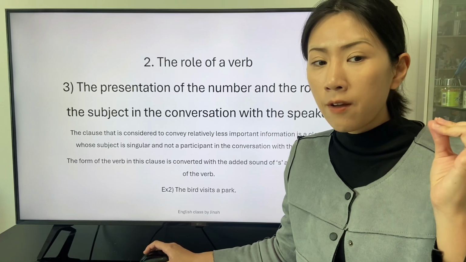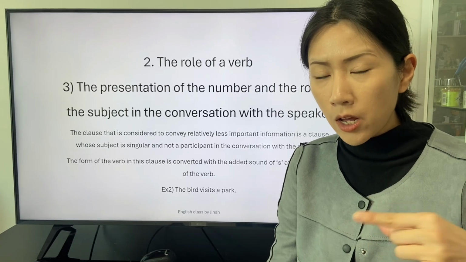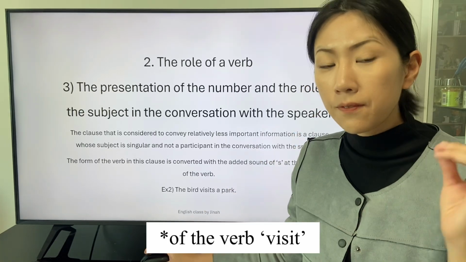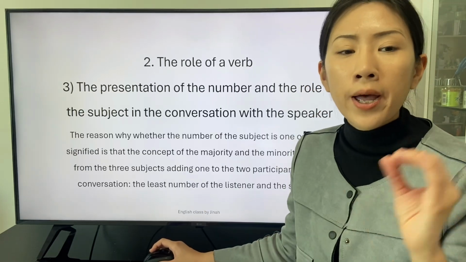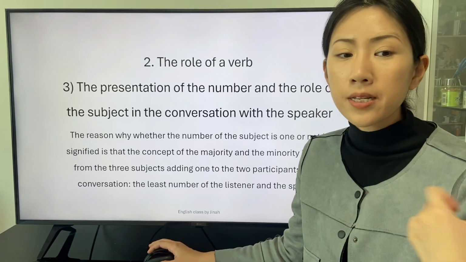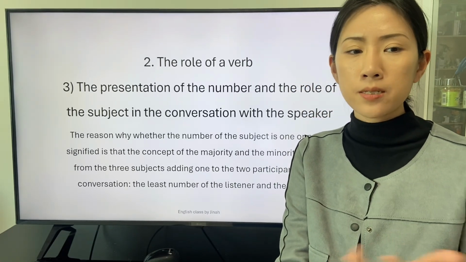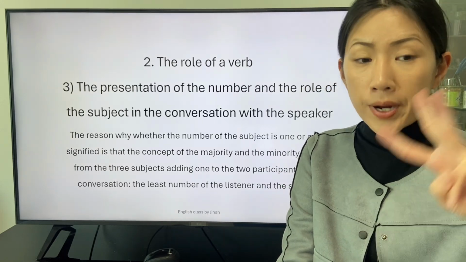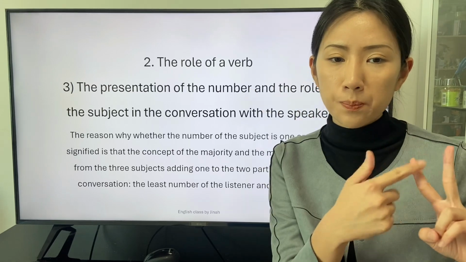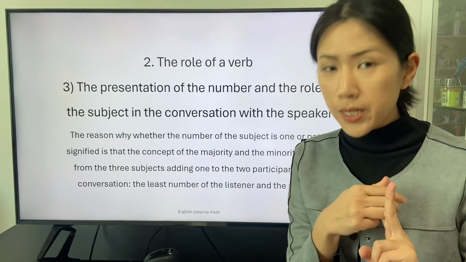So the form of the verb "visit" has the additional sound of "s" at the latter part: "visits." The reason why whether the number of the subject is one or not is signified is that the concept of the majority and the minority is made from the three subjects, adding one to the two participants of the conversation, the least number of the listener and the speaker.